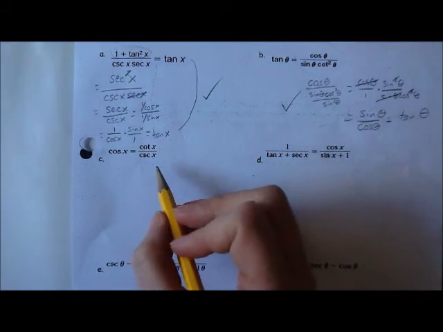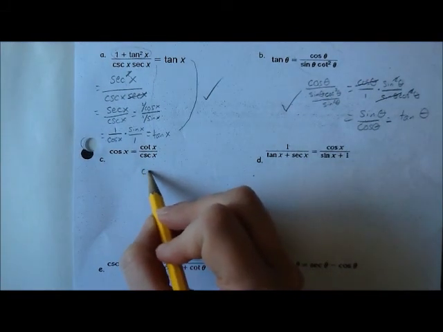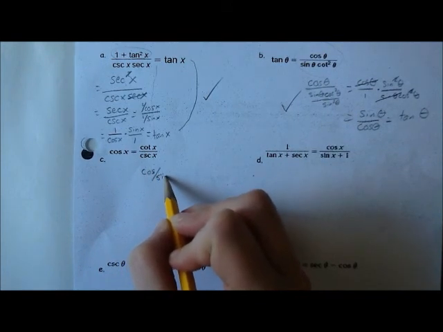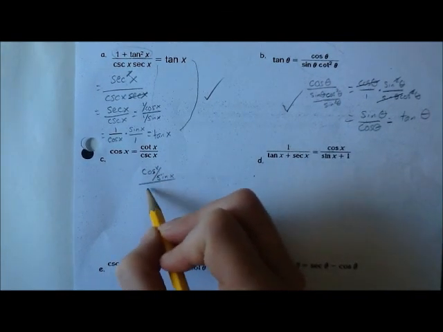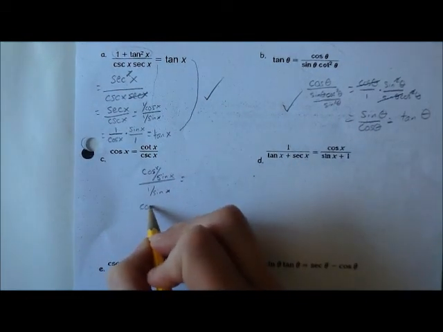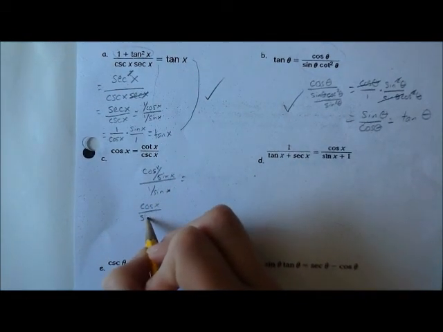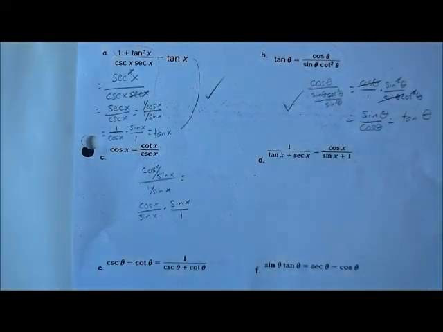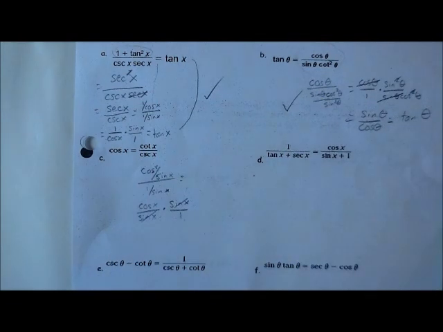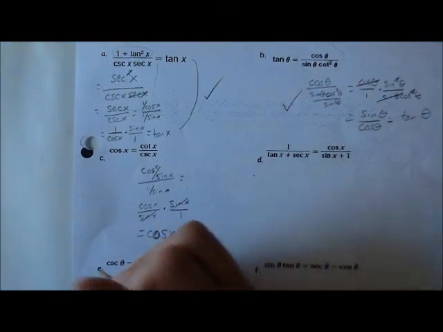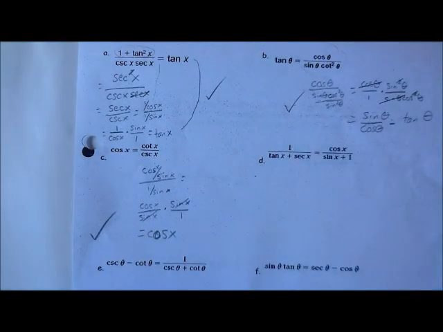C is very simple. I urge you to try it yourself, but here's how it would work. Cotangent is cosine over sine. Cosecant is 1 over sine. Dividing by a fraction is the same as multiplying by the reciprocal. Sine cancels out, and you're left with only cosine of x over 1, or just cosine. That's it.